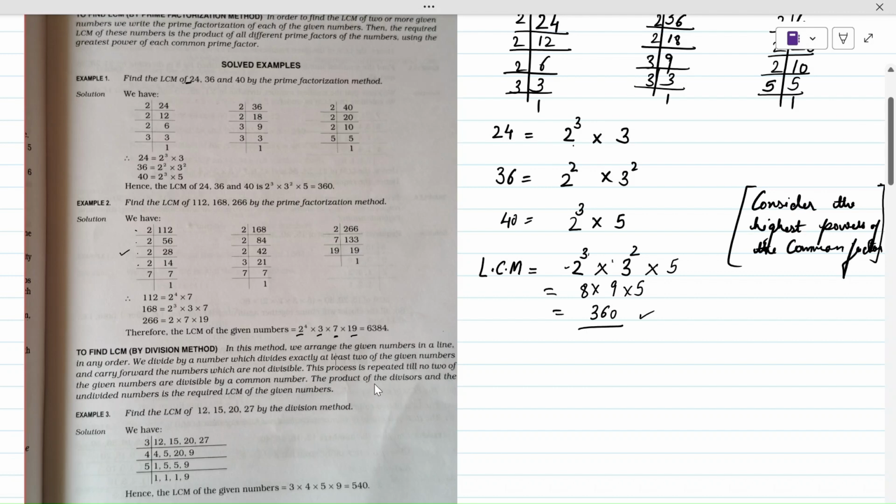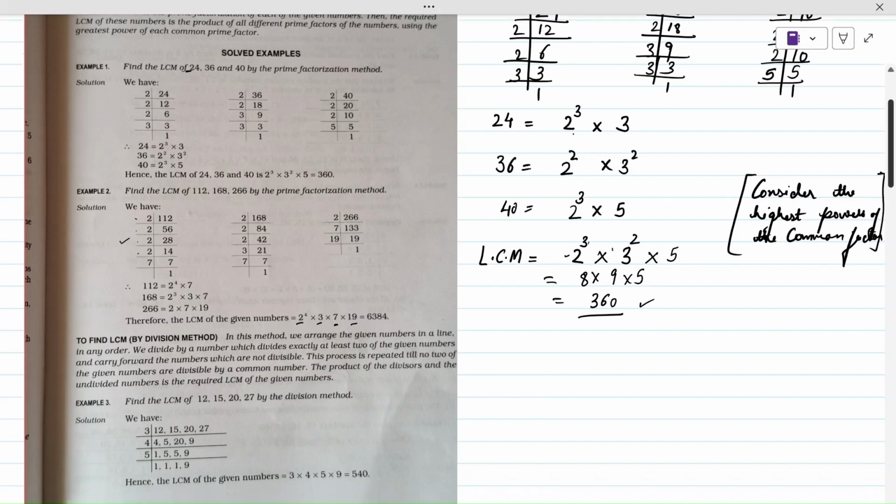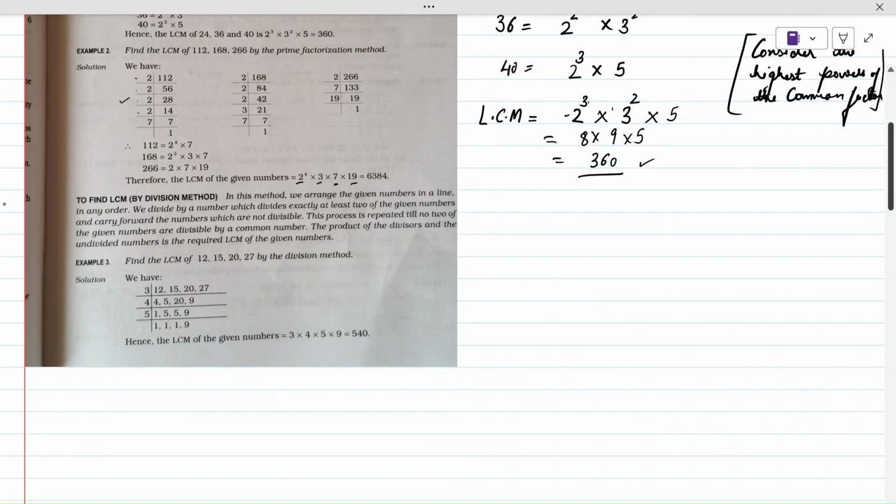Now, the process is repeated till no 2 of the given numbers are divisible by a common number, and we have to repeat this process until we get a number which is not dividing any of the given numbers. Now, the product of the divisors and the undivided numbers is the LCM. So the numbers which are remaining and all these divisors, when we take their product, that is going to give us the LCM. Let's do this question, kids, and you will understand this better.